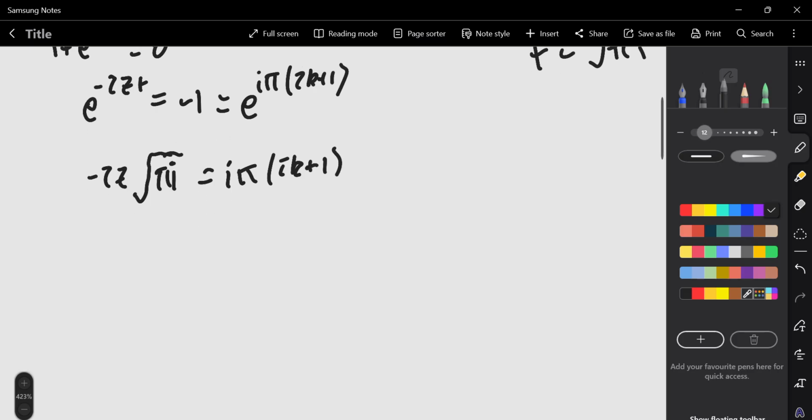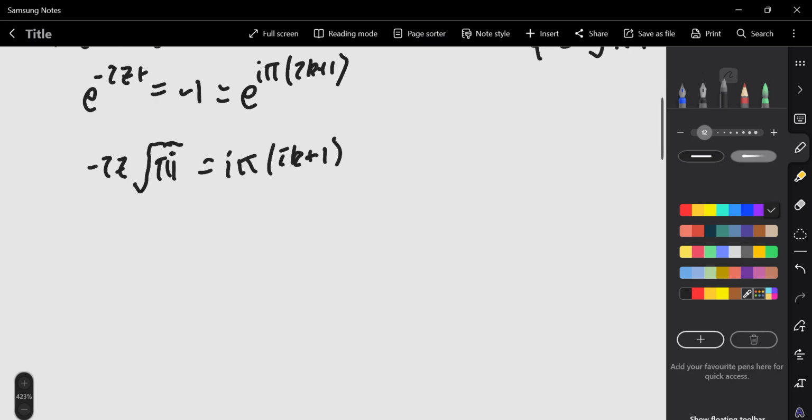So z is going to be... I'm going to put it back in terms of t because this isn't nice. z equals t over 2, times 2k plus 1. Okay, we got somewhere.